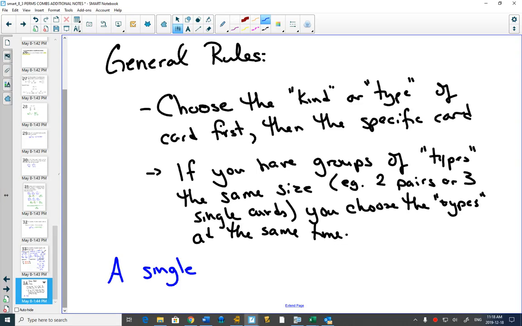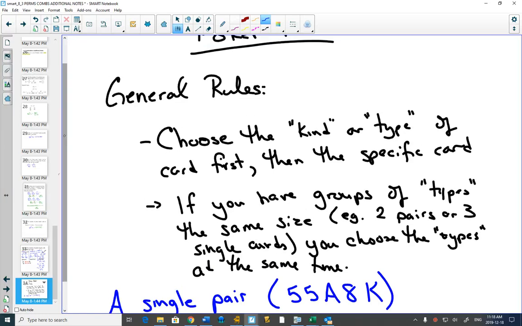in your 5 cards, you have a single pair. An example of that is, say you got 2 5s, and the other 3 cards are all different: an ace, an 8, and a king. That's an example of getting a single pair in the game of poker. So we need to know a few things about a deck of cards.